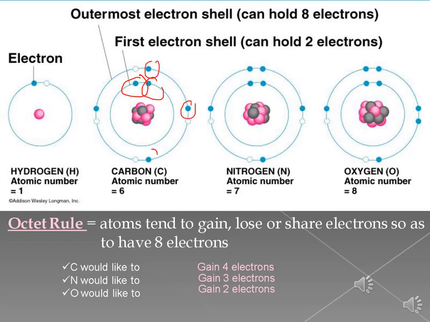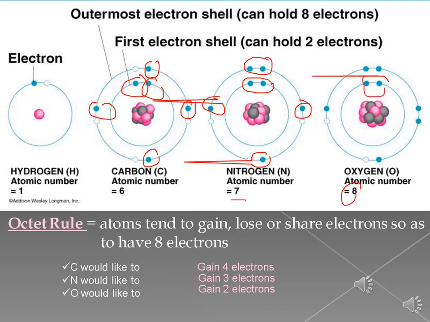Let's look at nitrogen, which has atomic number 7. Those 2 electrons are present in the innermost shell, and another 5 electrons are present in the outermost shell. Same goes to oxygen, which has atomic number 8. So 2 electrons are located in the innermost shell, and another 6 electrons are located in the outermost shell. Have you heard about the octet rule? The octet rule is when atoms tend to gain, lose or share electrons so as to have 8 electrons.